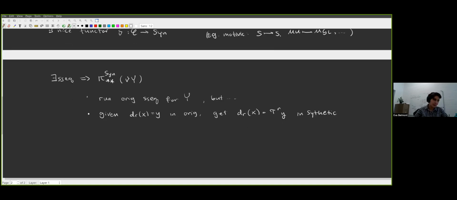So somehow the idea is that the synthetic homotopy groups remember not just the outcome of the original spectral sequence, namely the original homotopy groups, but also some information about how those homotopy groups came to be via the spectral sequence. Okay, so that's what I want to say about the general setup of synthetic homotopy theory.